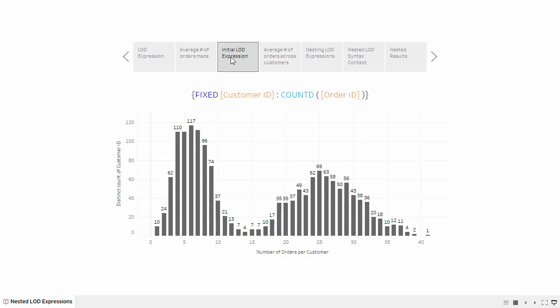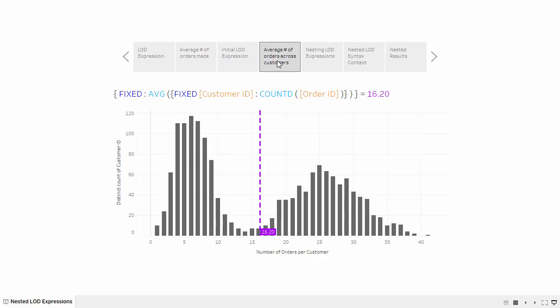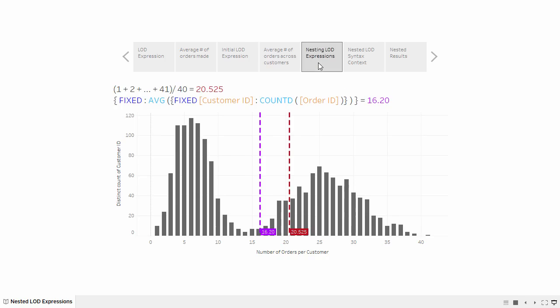The initial LOD expression here gives us the number of orders made per customer. We can then take the average of that and a second fixed LOD expression at the scope of the table, that is, across all customers. Note that this average is smaller, as the volume of customers who made fewer orders is now taken into account.